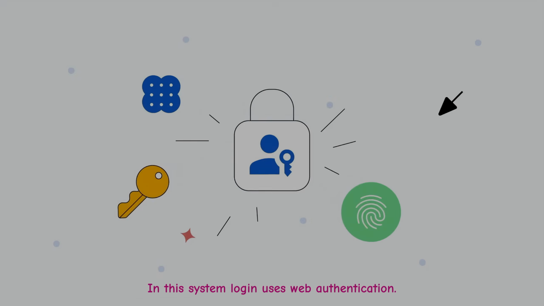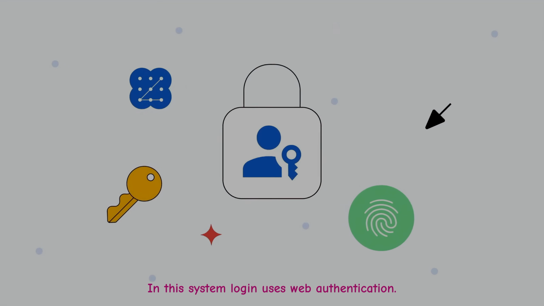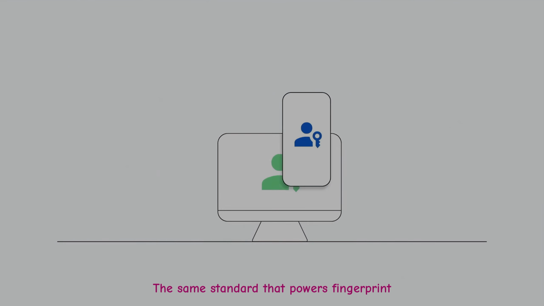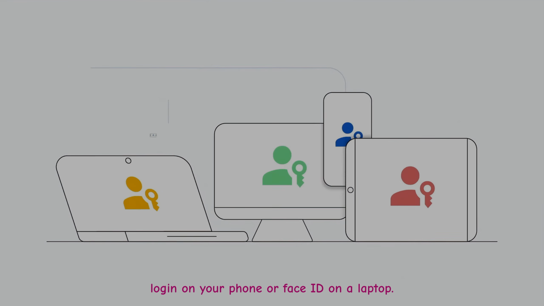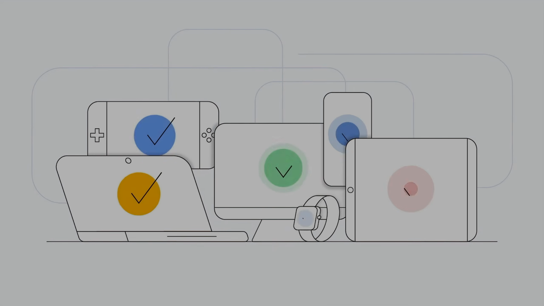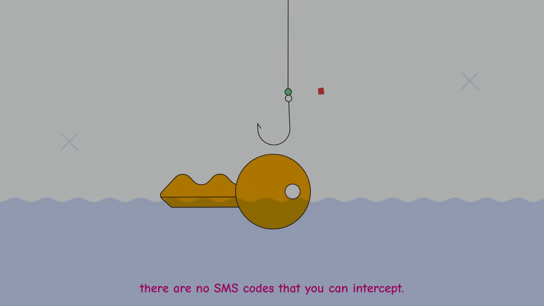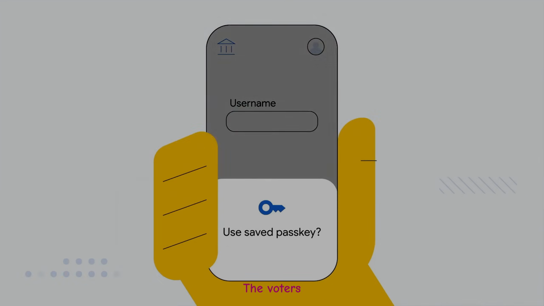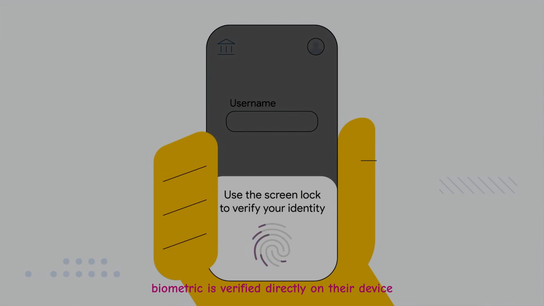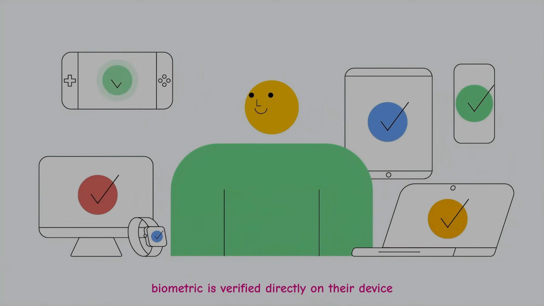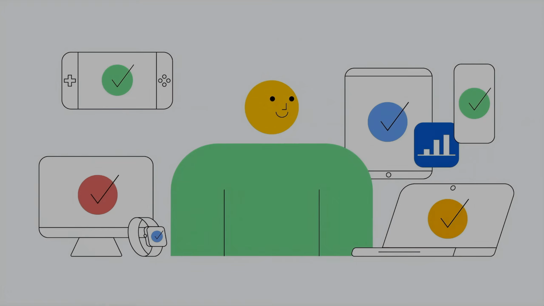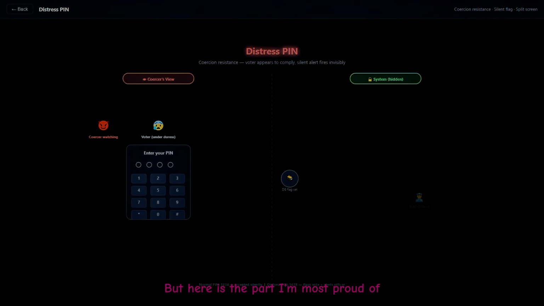In this system, login uses WebAuthn, the same standard that powers fingerprint login on your phone or Face ID on a laptop. There are no passwords, there are no SMS codes that you can intercept. The voter's biometric is verified directly on their device. Nothing leaves their device. But here is the part I'm most proud of: coercion resistance.